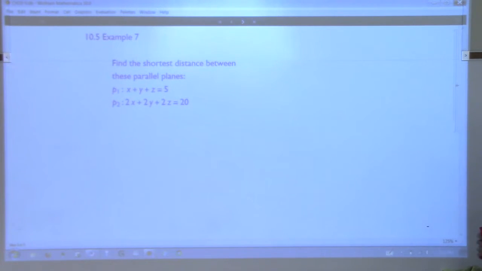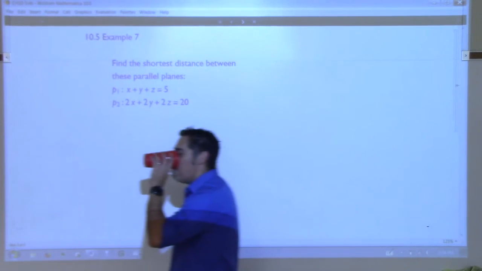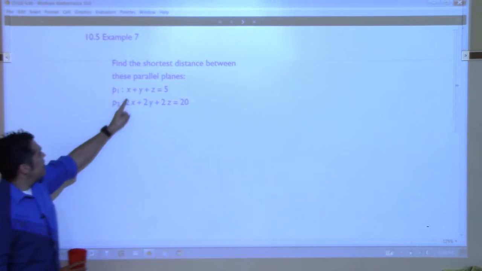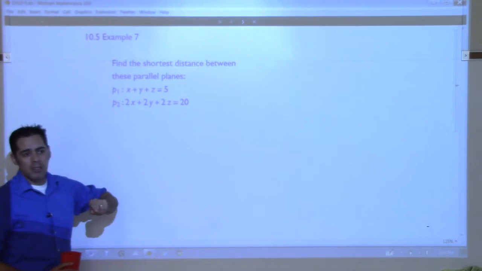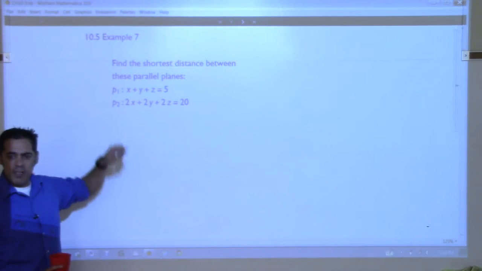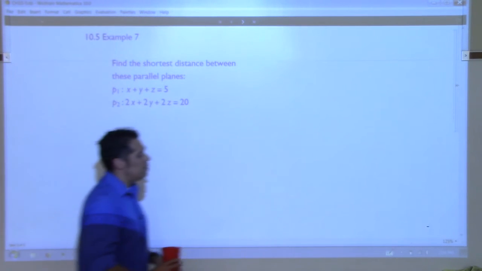These planes are parallel. How could you convince me of that very quickly? Their normal vectors are scalar multiples of one another, aren't they? The normal vector of this one is 1, 1, 1. The normal vector of this one is 2, 2, 2. Those are scalar multiples. So these planes are parallel. We want to find the shortest distance between these planes.